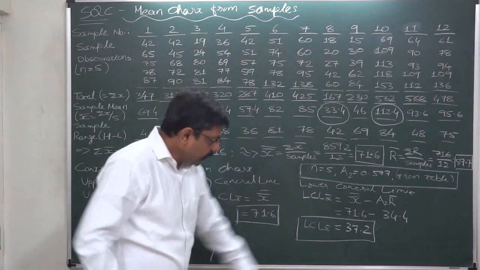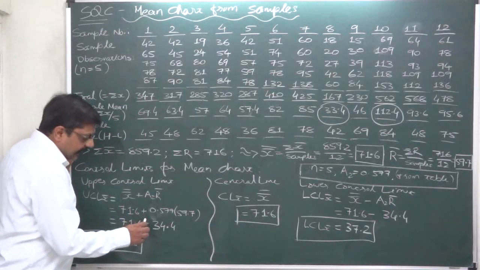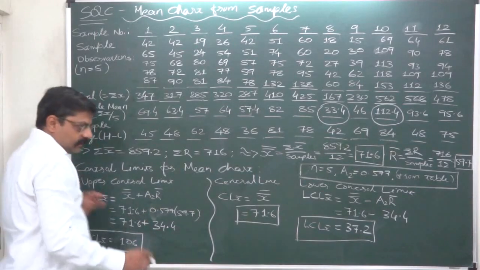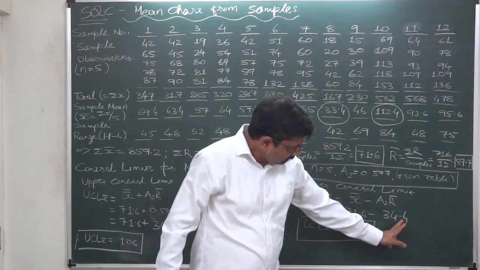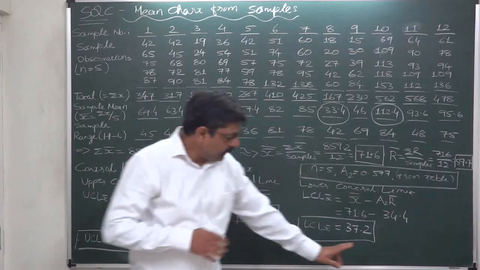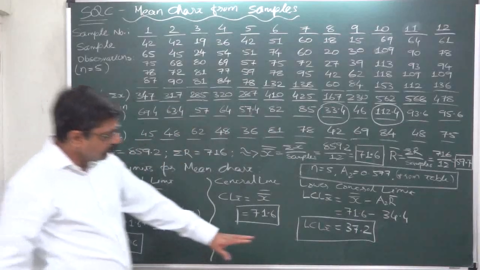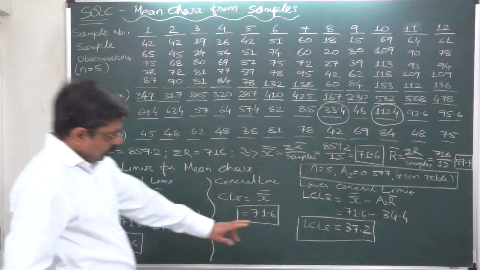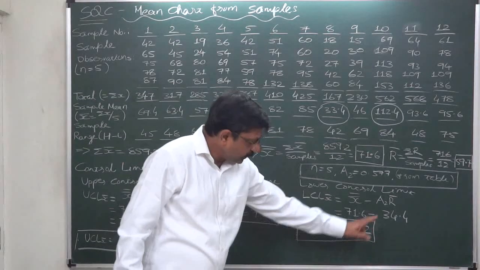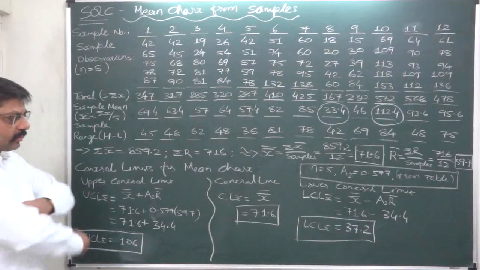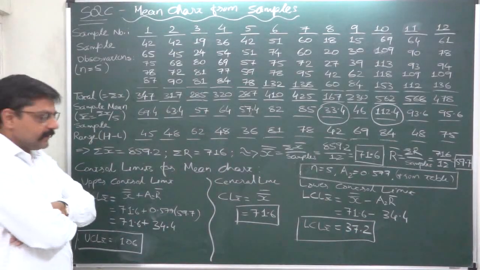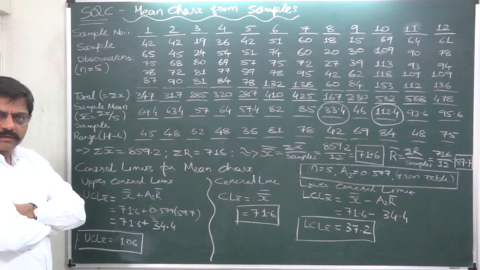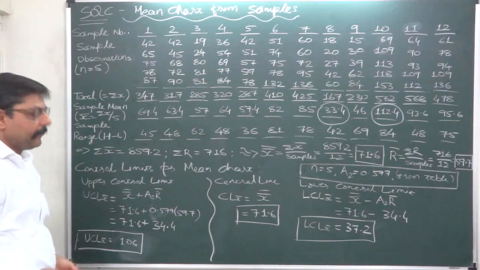See, upper control limit is grand mean plus A2 R bar, lower control limit is grand mean minus A2 R bar. So if we make any mistake in calculating the value of A2 R bar here, that will be repeated here also, and the values of both the control limits might be wrong. So be careful. Lower control limit comes to 37.2. Yes, this is also rounded off up to 1 decimal value. So now we have all the three things, so we can go for drawing or constructing a mean chart.